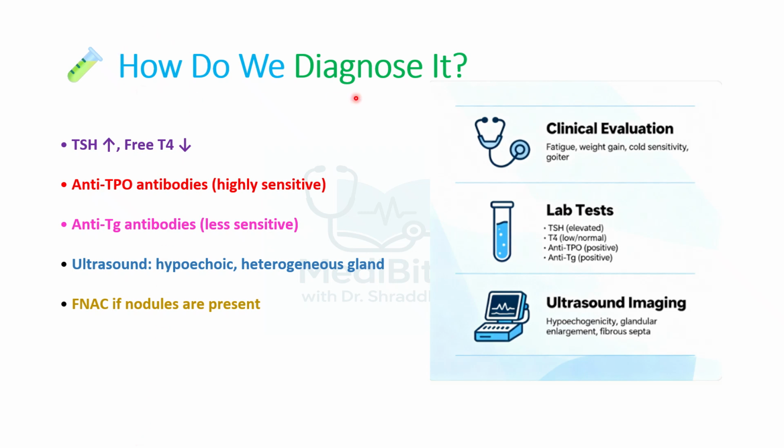So how can we diagnose this clinical condition? It relies on lab findings, most notably a raised TSH and low free T4. Anti-TPO antibodies are positive in about 90 to 95% of cases, while anti-TG antibodies may also be present. Thyroid ultrasound typically shows a diffusely hypoechoic and heterogeneous gland. If nodules are palpated or seen on imaging, fine needle aspiration cytology may be needed to rule out any malignancy.